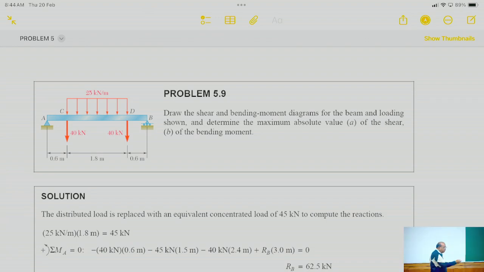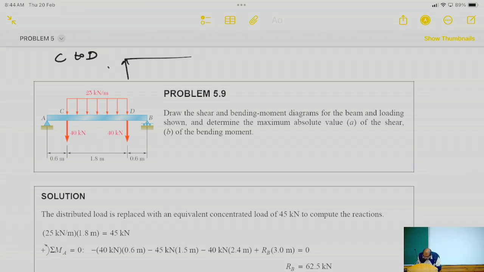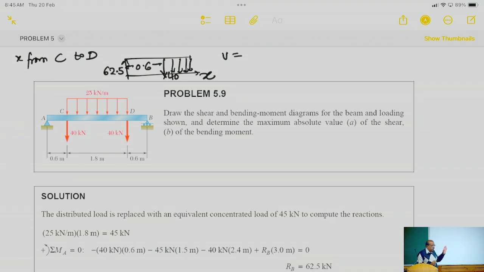Now when you go from C to D, there are two things. One is this 40 kilonewtons acting at C, and second is the distributed force. So let's have a look at this. When you go from C to D, you have 62.5, then you have a 40 kilonewtons. Now this distance is x, this distance is 0.6, and we have this force acting.